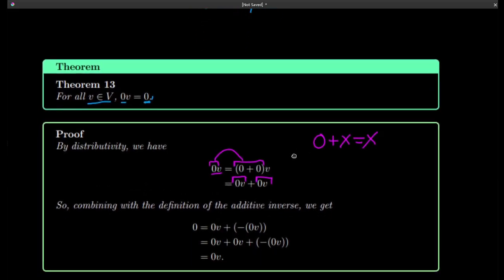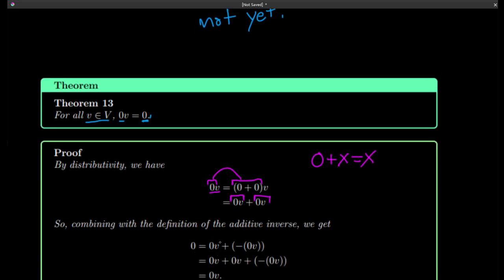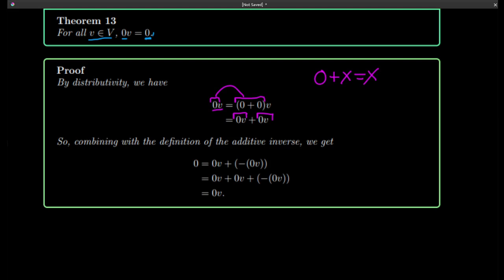Now we'll take, okay, 0 is 0v plus the additive inverse of 0v. That is the definition of an additive inverse, right? Whatever the thing is that is the additive inverse of 0v, which we do not yet know is 0. Whatever that thing is, if I add it to 0v, I get back 0. Okay, cool. So 0v plus the additive inverse of 0v, but I know that 0v is equal to 0v plus 0v, so I can replace 0v with 0v plus 0v. Okay, cool. And I still have that additive inverse floating around over there. So this guy's just carrying on through.